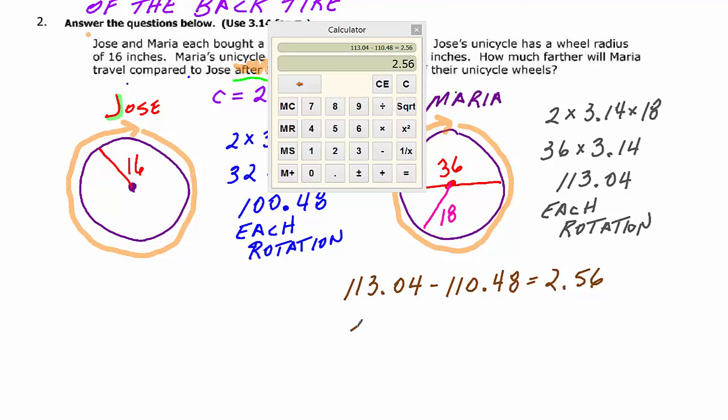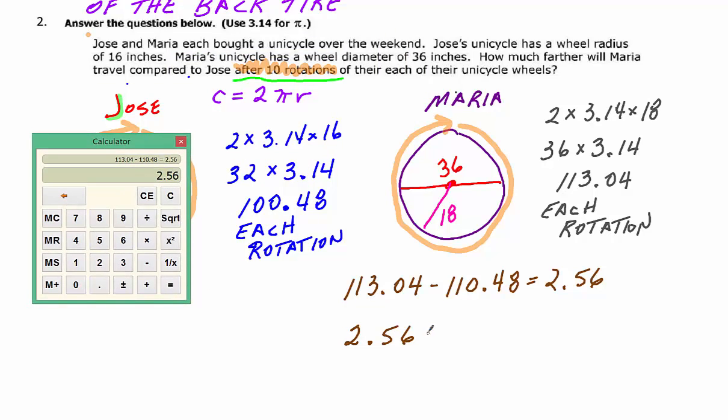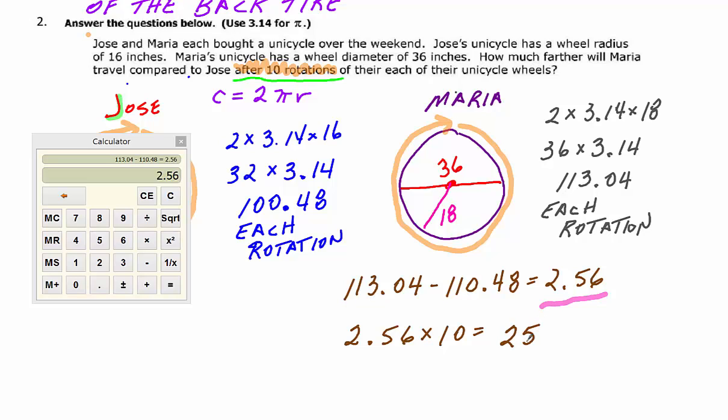Then I need to take that 2.56, my calculator is kind of covering it up here, and I need to multiply it by 10. So this 2.56, each time for one rotation, that's the difference. For 10 rotations, the difference is 25.6 inches, which is about 2 feet. So after 10 rotations, Maria has traveled 2 feet further than Jose. She doesn't much get bragging rights for that.